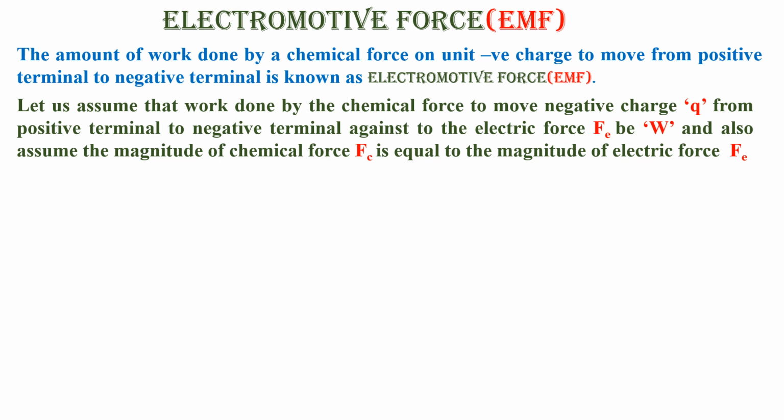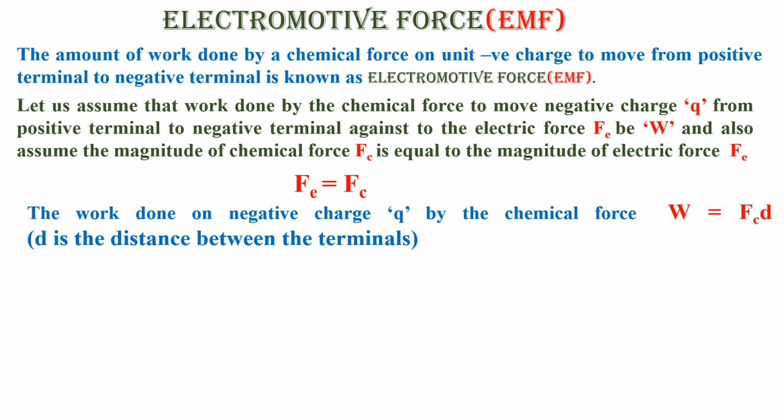I am telling you again, negative charge Q is taken from the positive terminal to the negative terminal against the electric force, that is W. We call it work done. So work done is W, and we should always assume that the magnitude of chemical force is equal to the magnitude of electric force. Fe is equal to Fc. Okay? Fe is equal to Fc.